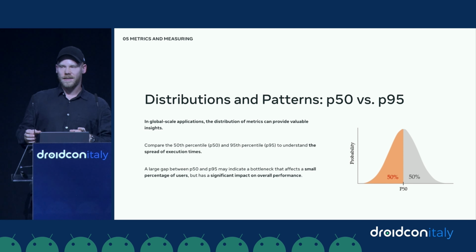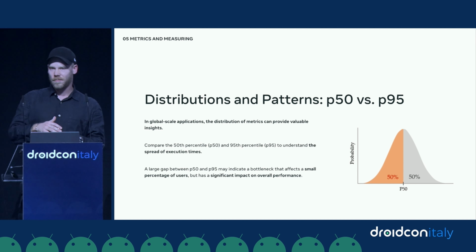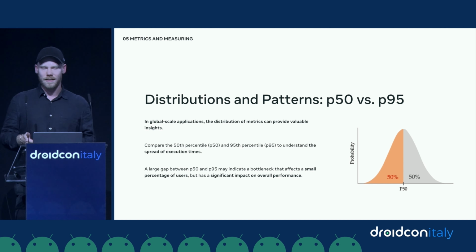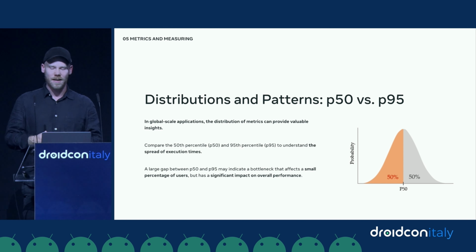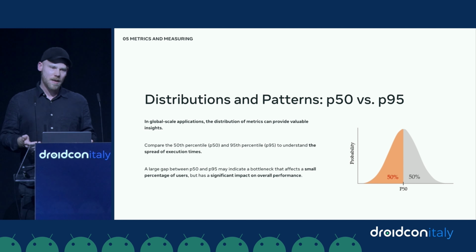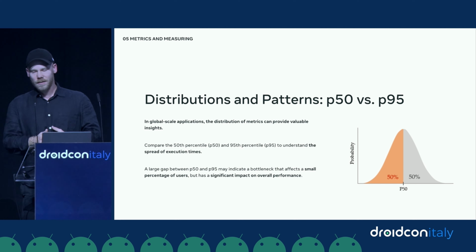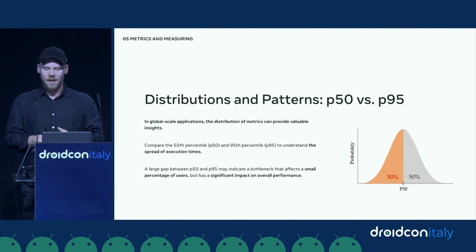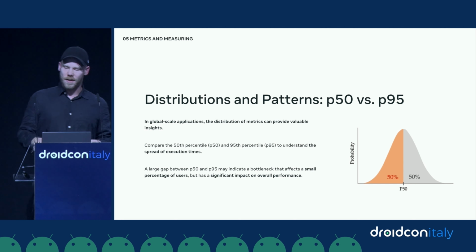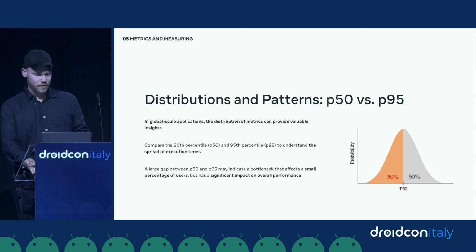We can figure out if it's something that is on our side, maybe it's server side, right? And that doesn't depend on the actual devices. Or maybe it's something that is done on the client, on the device, and there might be something we can improve. So if there's a large gap, this could indicate that there's a bottleneck that affects a small percentage of users, but has a significant impact on these users. In the worst case, it could render the whole app useless or non-functional for the lowest percentile or the highest.